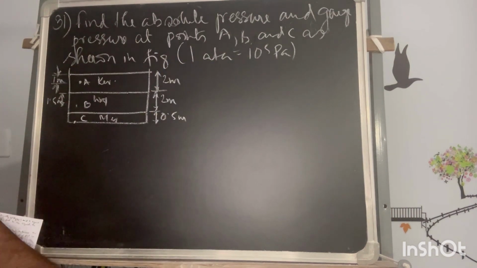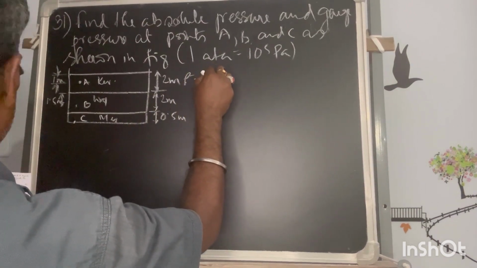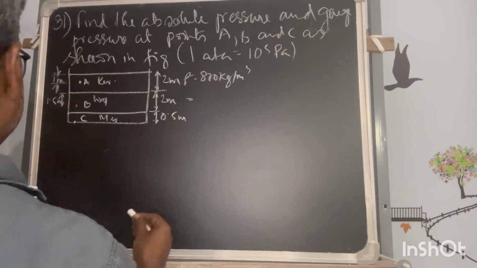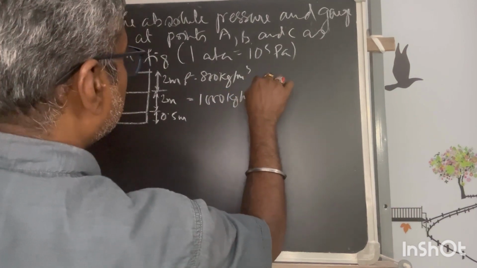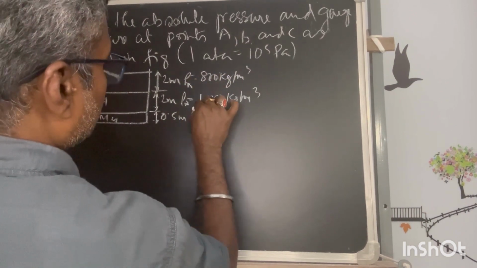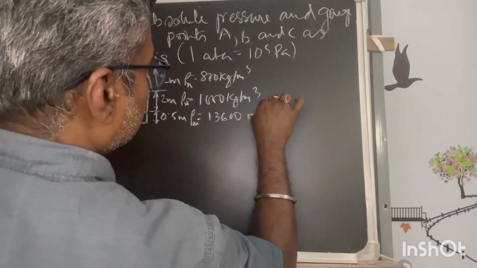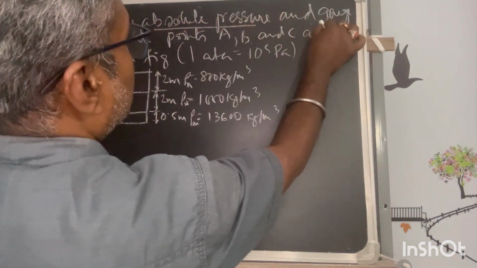The densities respectively: this is kerosene, 800 kg per meter cube, this is water, 1000 kg per meter cube. This is rho of kerosene, water, and rho of mercury is 13600 kg per meter cube. Okay, these are known. So now we have to find the absolute pressure and the gauge pressure.